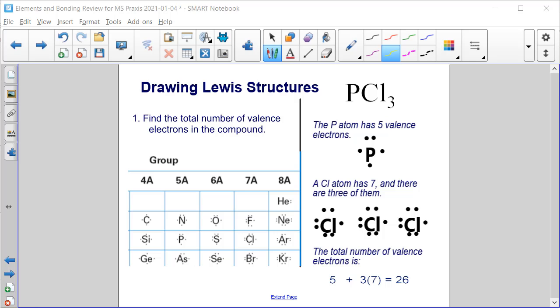Let's draw the Lewis structure for PCl3. The first step is to find the total number of valence electrons in the compound. So P has 5 valence electrons. Remember here, group 5A or 15. So here are its 5 valence electrons. And chlorine has 7. There are 3 of them. So to find the total valence electrons, we take 5 from phosphorus plus 7 from chlorine times 3 of them gives us a total of 26 valence electrons.